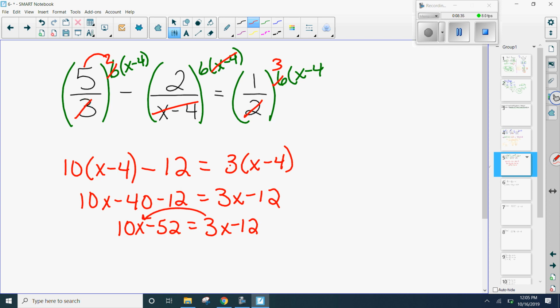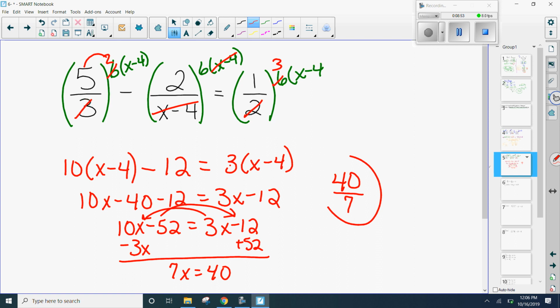Yep, you take the 5 times the 2. So you subtract 3x, and you're going to add 52. So 7x is equal to 40, and if you divide, you get 40/7. Question?